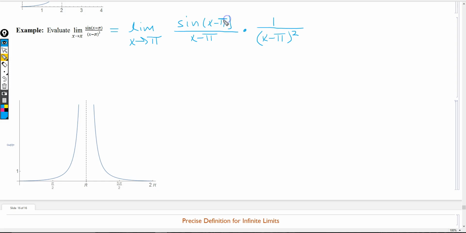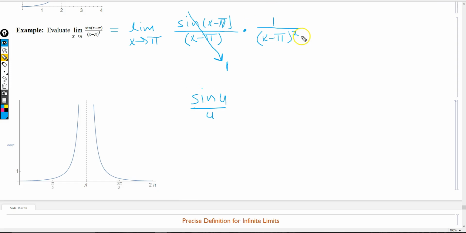So what we can see now, as x approaches pi, this piece right here is going to be approaching 1. That's from the result of, that looks like a sine of u over u, and u is approaching 0 as x approaches pi, since x minus pi approaches 0. So it's behaving like sine u over u, where u goes to 0. We know that that limit is 1.